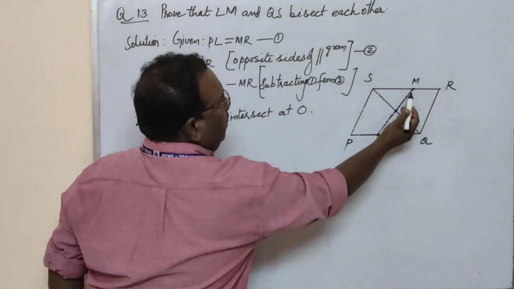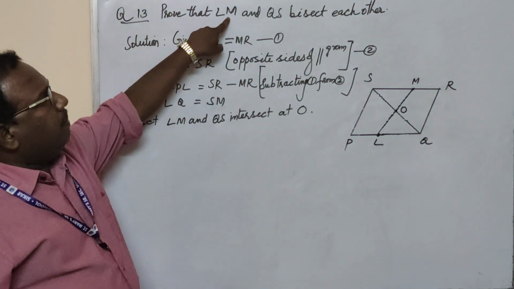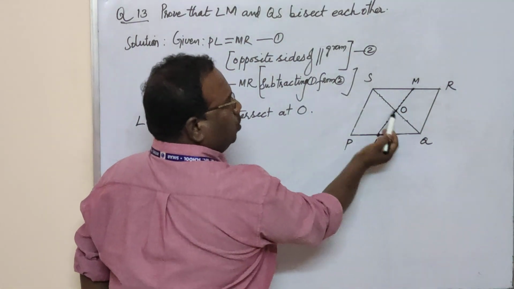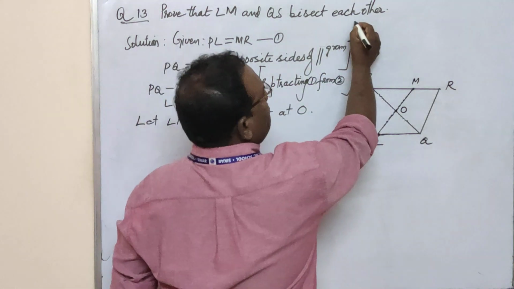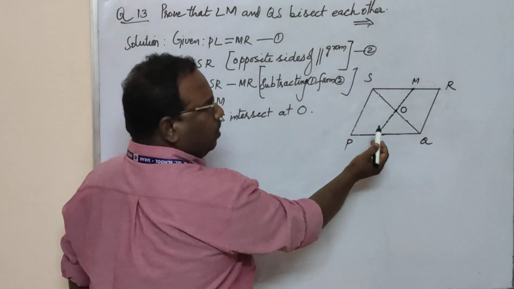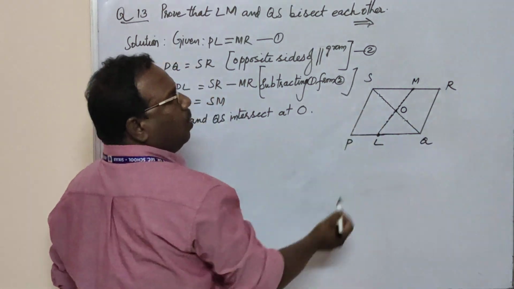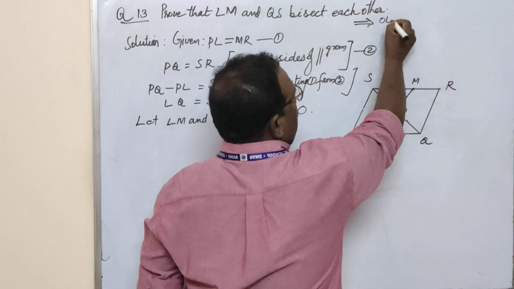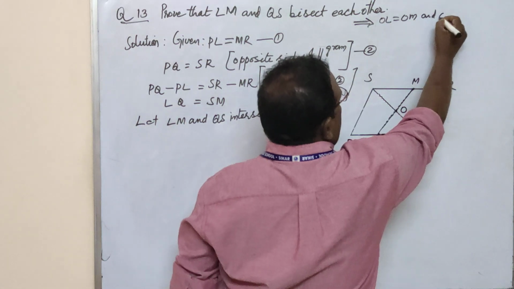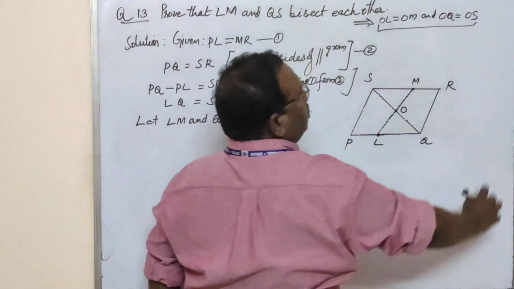Now, let LM and QS intersect at O. We have to prove LM and QS bisect each other. What is the meaning of this statement? You have to prove OL equal to OM and OQ equal to OS. This is to be proved actually.